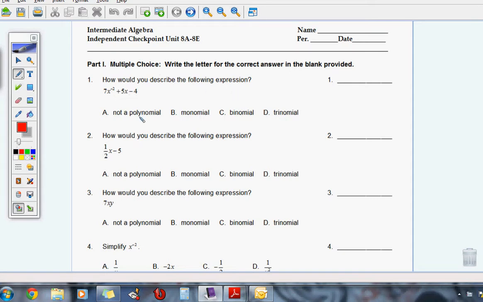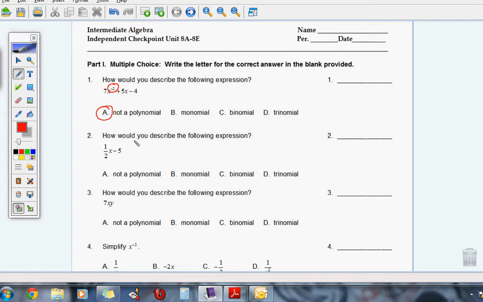Well, from my choices, I'm either calling it a polynomial or not a polynomial. And if I am, I need to know whether it's a monomial, binomial, or trinomial. Well, first off, looking right up here at the negative second power, we are not allowed to have negative exponents on variables for polynomials. So immediately, I'm going to answer A for that one.